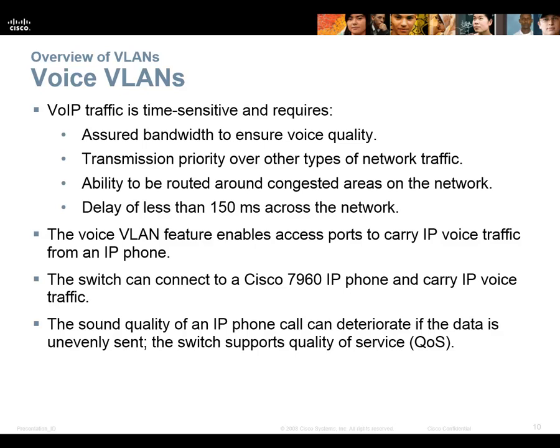They also mention the ability to be routed around congested areas of the network. If we set up a VLAN properly, we can have it avoid routes that are very busy. Suggestively, and in an ideal world, you want a delay of less than 150 milliseconds across a voice VLAN. The VLAN enables it to carry IP voice traffic from an IP phone. Now they, of course, because this is Cisco, talk about Cisco IP phones. But be aware that basically you could do this with any type of IP traffic.